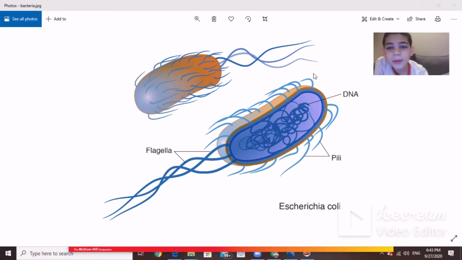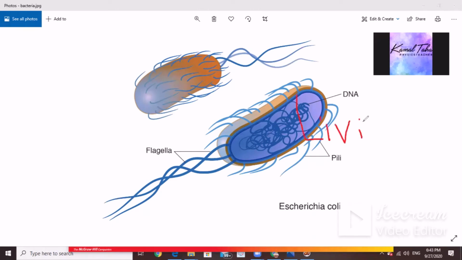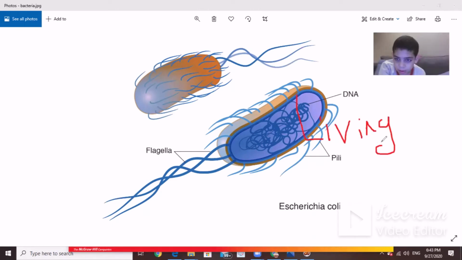Mister, but how is the bacteria a non-living thing? I didn't say that, Habibi. I said bacteria is a living thing. This is the bacteria. How is it a living thing? Because it has a lot of functions. Do you know the 5 basic functions? It can reproduce. The bacteria can reproduce. How? You will take it in grade 8 or grade 9. I can't tell you now how the bacteria reproduce.